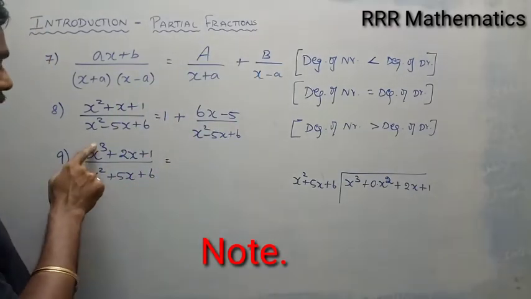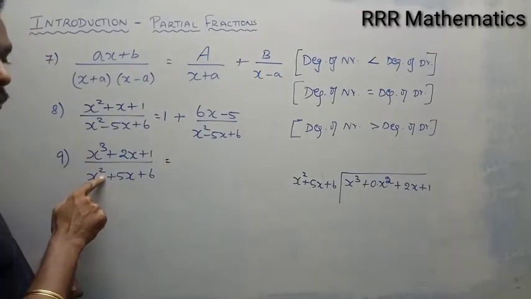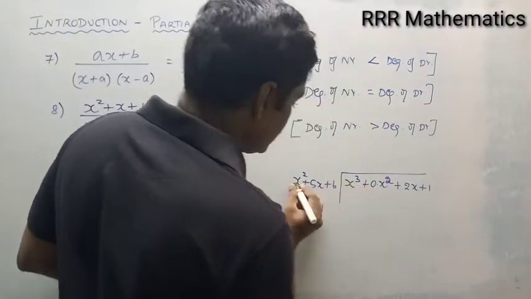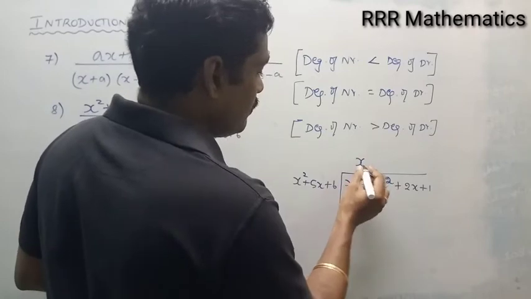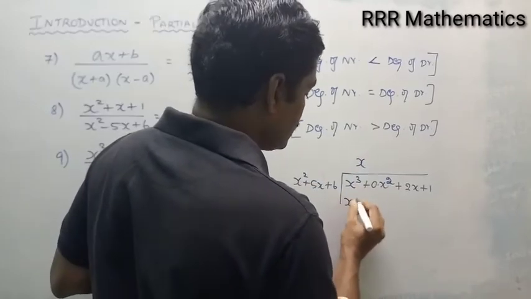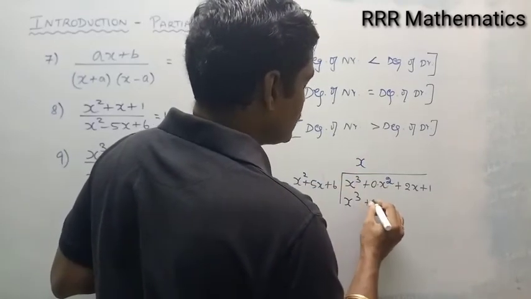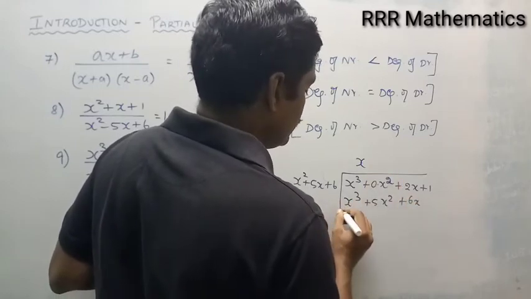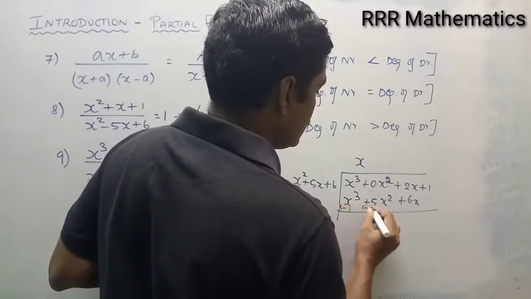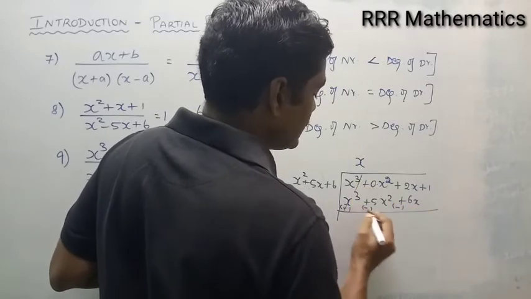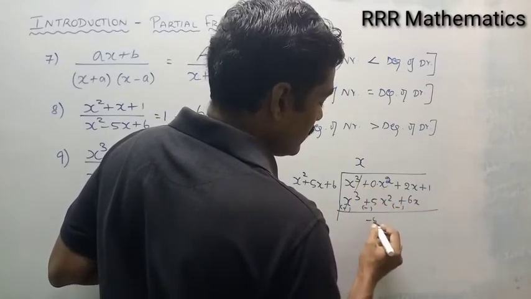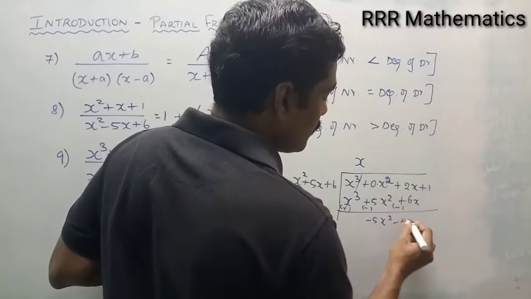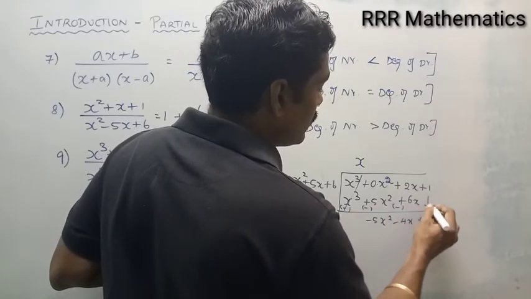So here the degree of the numerator is greater than the denominator. I will use the long division method. First term divided by first term gives x. Multiply: x into x square is x cube, x into 5x is 5x square, x into 6 is 6x. So change the sign. Cancel. Minus 5x square. We want to consider this sign. 2 minus 6 is minus 4x, and this plus 1 you want to drop.